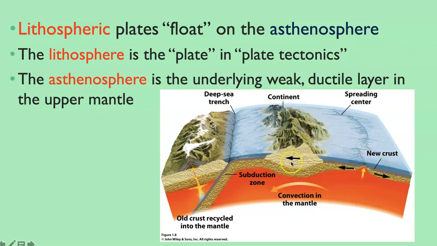We've got the lithosphere here represented by crust in the light color for continental crust, this gray color for ocean crust, and then this speckled looking brown is the uppermost mantle. And that is the plate. Now we have some other things going on that we're going to get to in our next video. The lithosphere is the plate in plate tectonics, and the asthenosphere is the underlying weak ductile layer in the upper mantle.